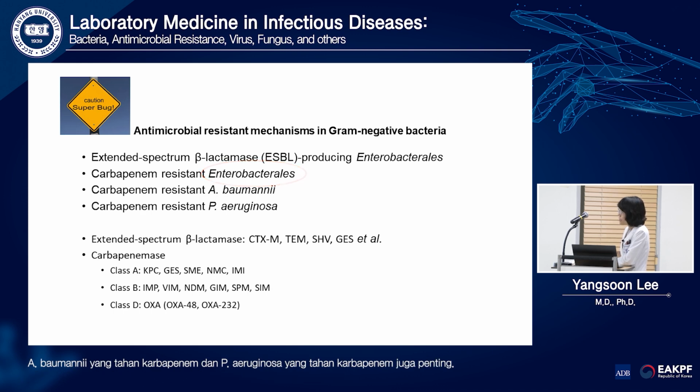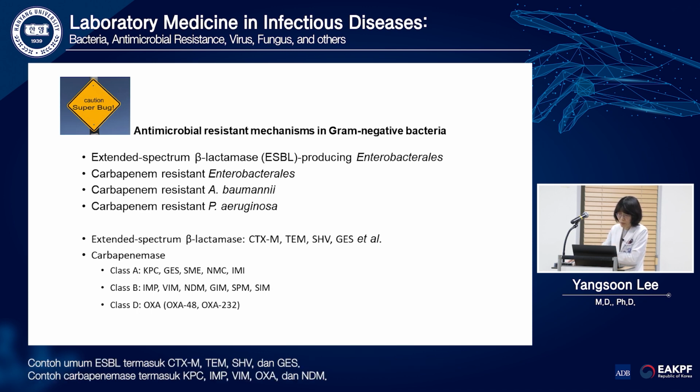Carbapenem-resistant A. baumannii and carbapenem-resistant P. aeruginosa are important. Common examples of ESBL include CTX-M, TEM, SHV, and others, and carbapenemase genes including KPC, IMP, VIM, OXA, and NDM.